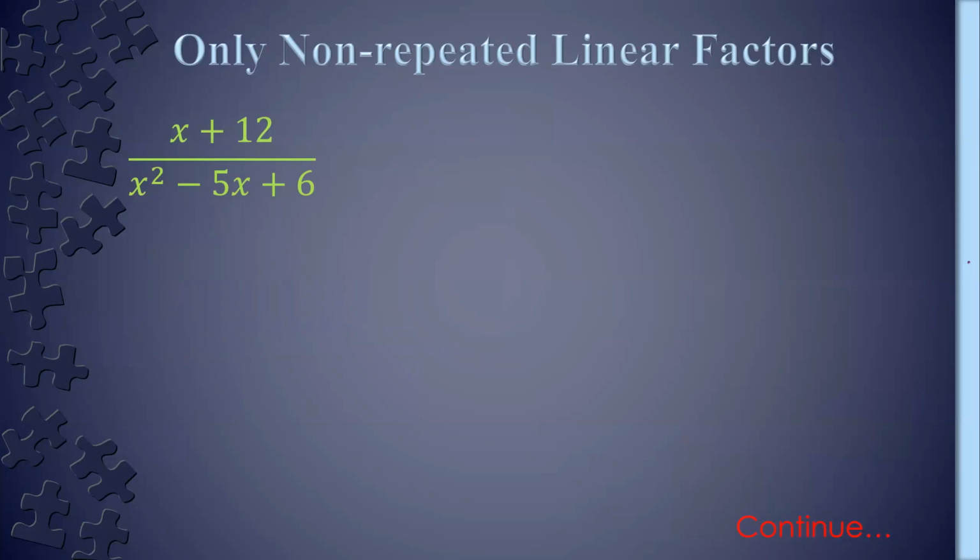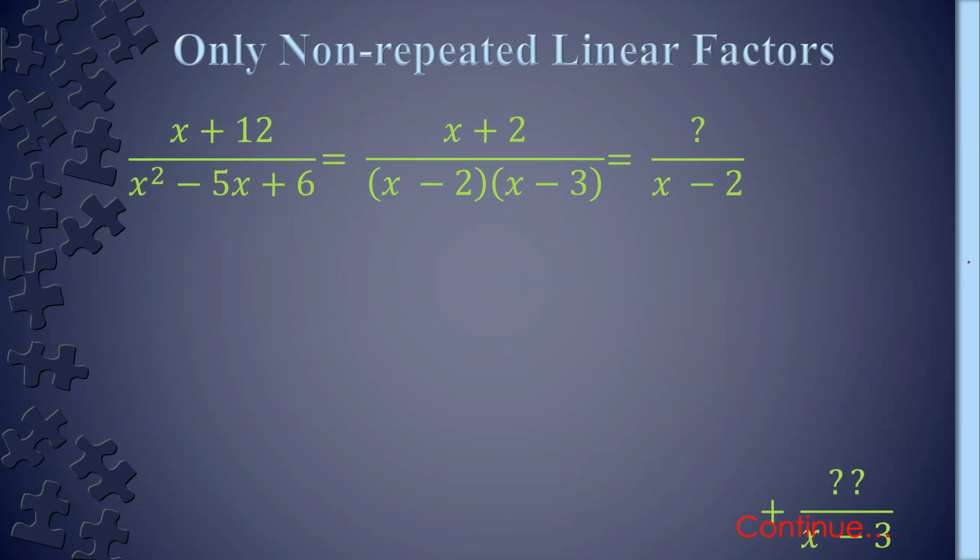Suppose you have x plus 12 over x squared minus 5x plus 6. Well, if you think about this here, the denominator can be factored to be x minus 2, x minus 3. So this fraction must have come from two smaller fractions if we were to split them up or decompose this fraction. So it must have come from something over x minus 2 plus something else, or maybe the same thing, we don't know, over x minus 3, right? The question is, what are those question marks?